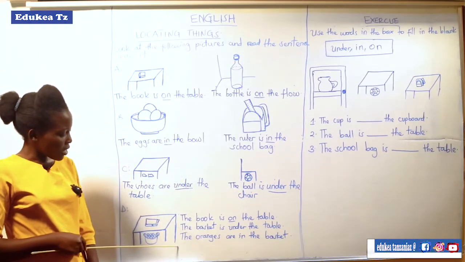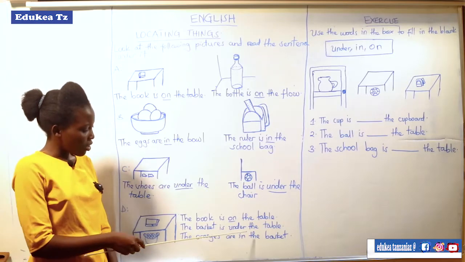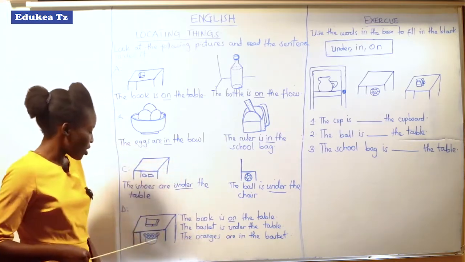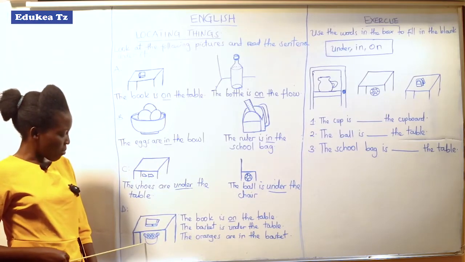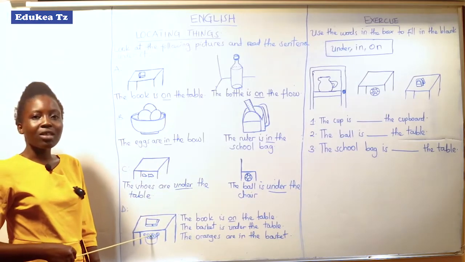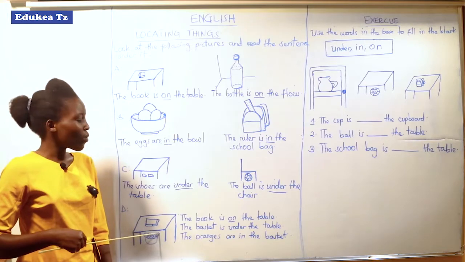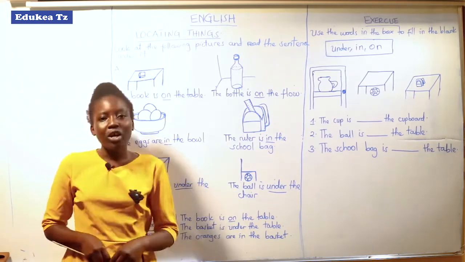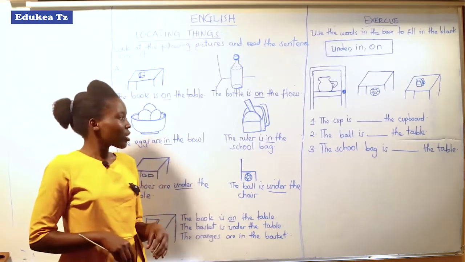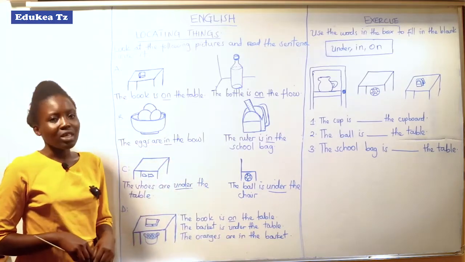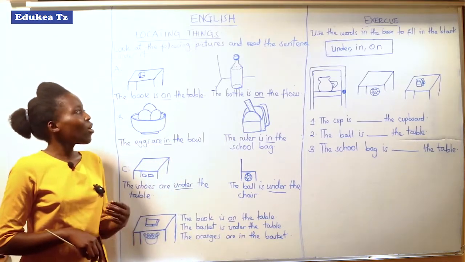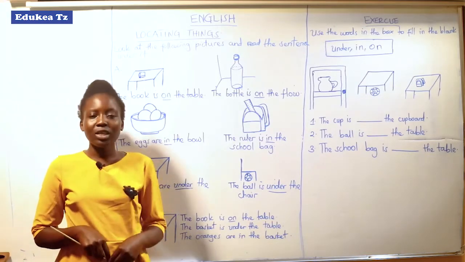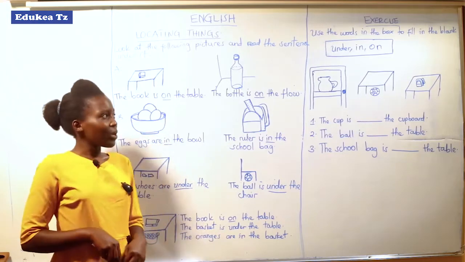The third sentence says that the oranges are in the basket. Where are the oranges? If you come to this picture, here is the basket, but inside the basket there are oranges. So we say that the oranges are in the basket. This all shows us how to position things in different places and how to read the sentences which state or show how things are located in different places.